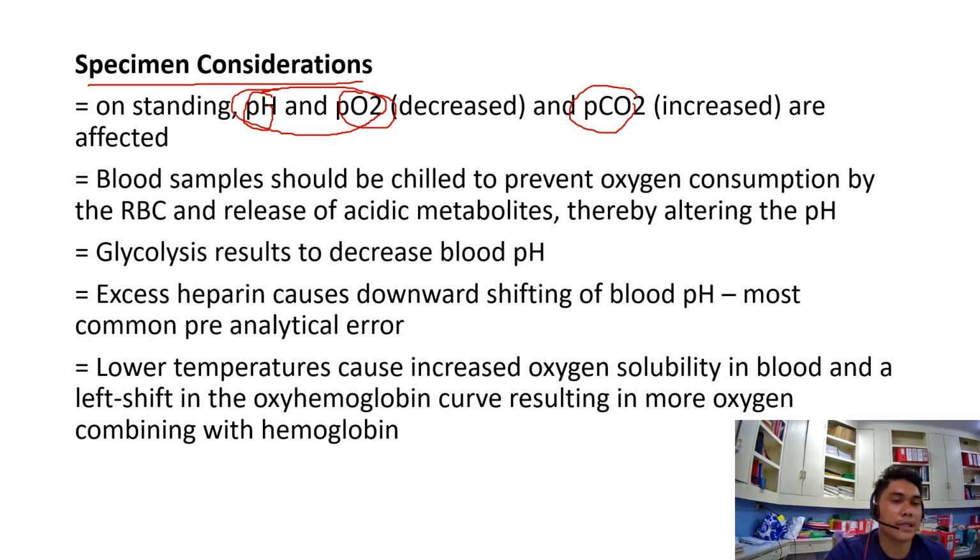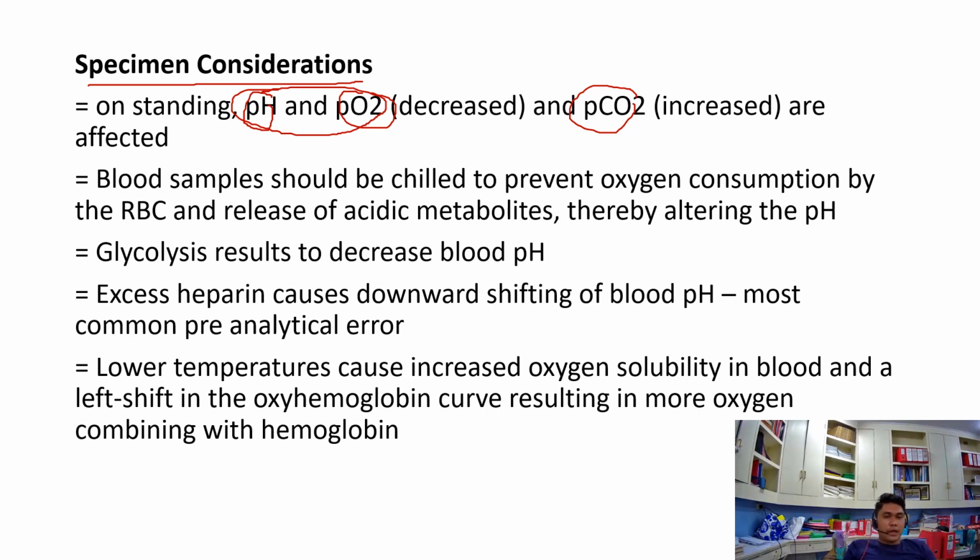Blood samples should be chilled to prevent oxygen consumption by the RBC and release of acidic metabolites, thereby altering the pH. So the purpose of placing the sample in a slurry of ice water is to prevent oxygen consumption, or to prevent the false decrease in oxygen and also the false decrease in pH. Glycolysis results in decreased blood pH, and that's another reason why you need to place a sample in a slurry of ice water.